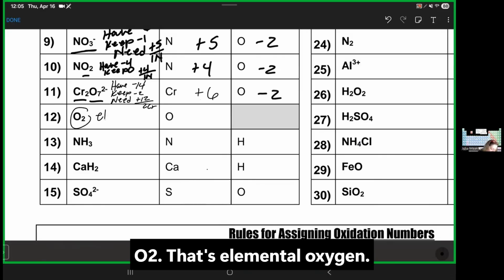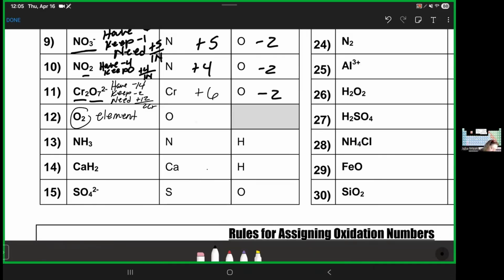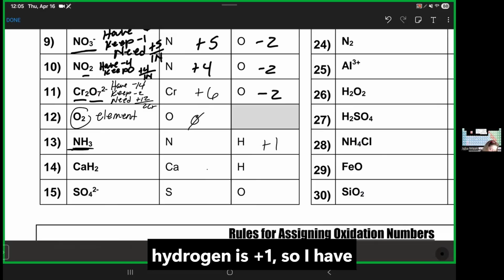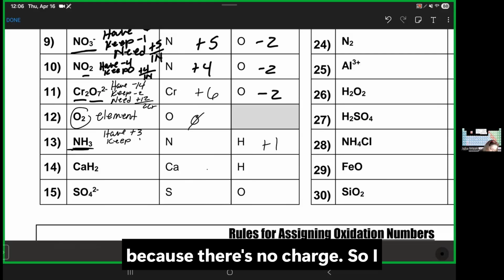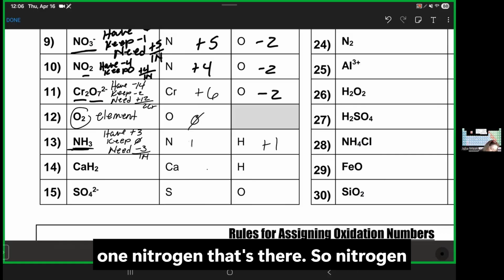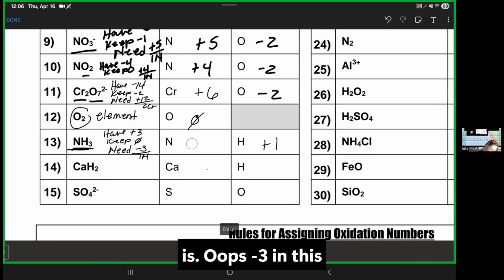O2, that's elemental oxygen. That is 0. NH3, in a compound, we know hydrogen is +1. So I have a +3 for my hydrogens. I don't want to keep any because there's no charge. So I need a -3 divided by the 1 nitrogen that's there. So nitrogen is -3 in this case.